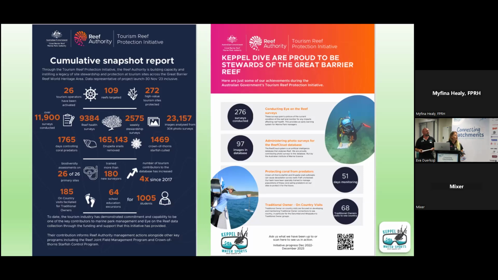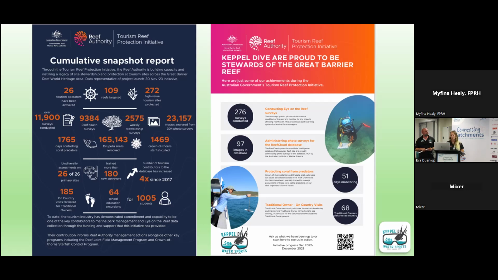So a snapshot of what we've been up to. The slide on the left there is the overall tourism reef protection initiative. So there's 26 operators involved. There's 109 reefs being targeted and 272 high-value tourism sites protected. On the right is the data that we've been doing. This is from December 2022 to December 2023. In that year, we conducted 276 surveys and uploaded 97 images to the database.